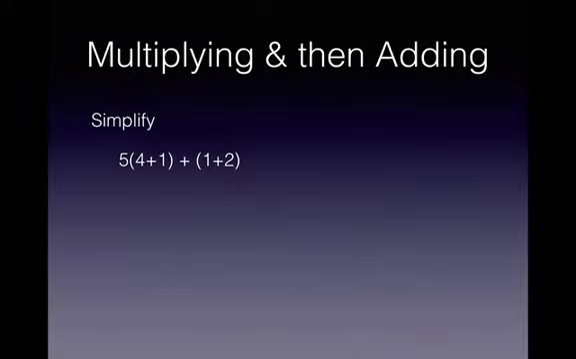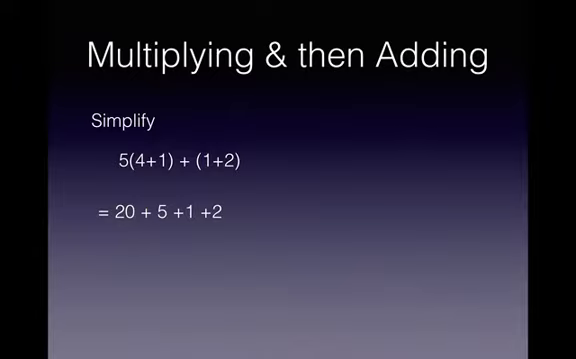Okay, multiplying and then adding. So I'll start with a numerical example. So for multiplying this, the 5 would have to be multiplied by the 4 and then by the 1. So we should have 20 plus 5. And then plus, there's a hidden 1 in front of the second bracket. And that plus 1 needs to be multiplied by the 1 and the 2 inside the bracket. So we should have 4 terms.